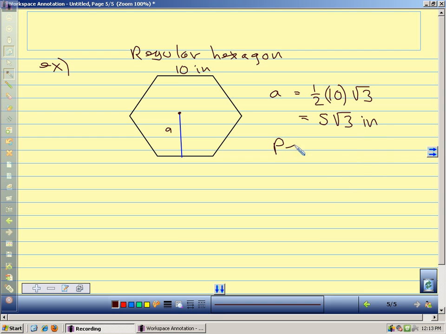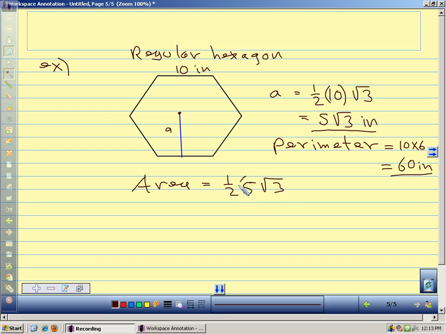The perimeter. How do we find the perimeter of this hexagon? What's the perimeter? 10 times 6. So our perimeter is 60 inches. So I have my apothem. I have my perimeter. So the area is 1/2 the apothem, 5 square root 3 times 60.